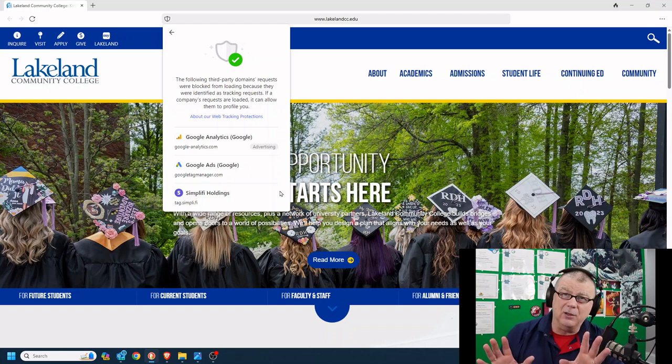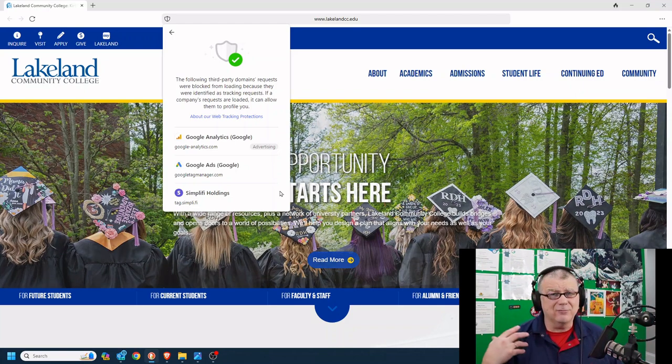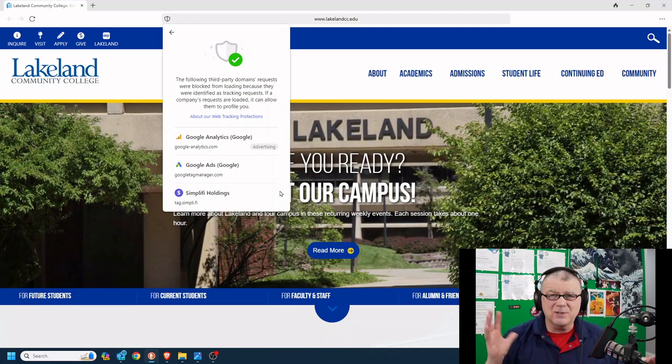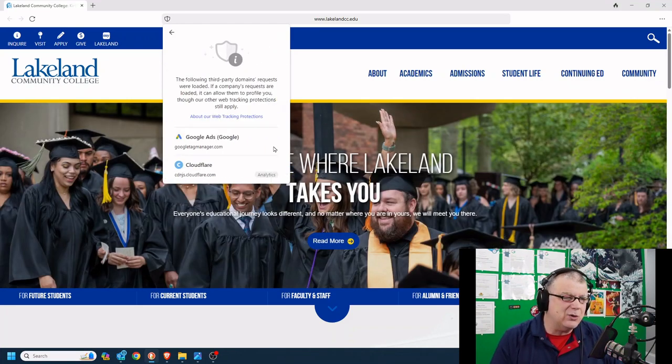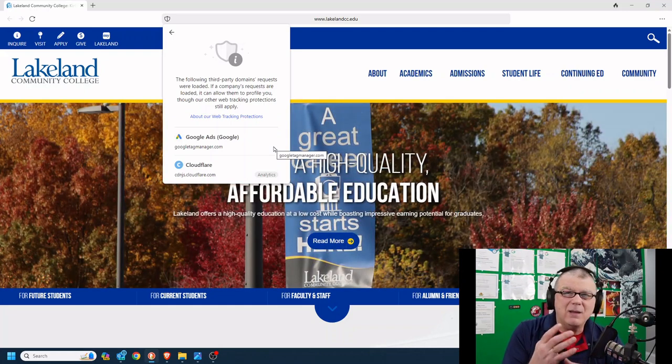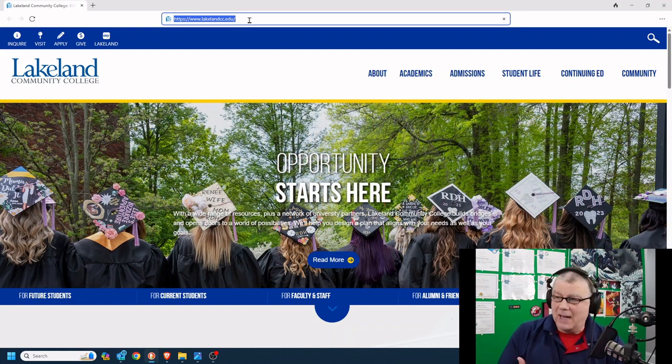I blocked that a little bit, and that helps reduce all that extra stuff that you might get, spam and things like that. And then finally, it's third-party requested information. Again, Google Ads and Cloudflare requested, and they couldn't be blocked. Obviously, there was a reason they couldn't block that. So anyway, I have a secure connection, and now I am going to log into Lakeland.